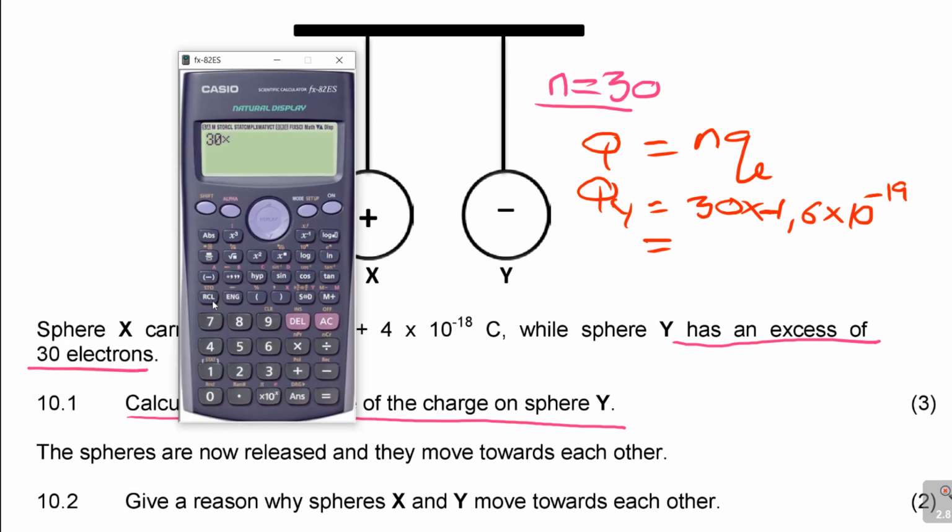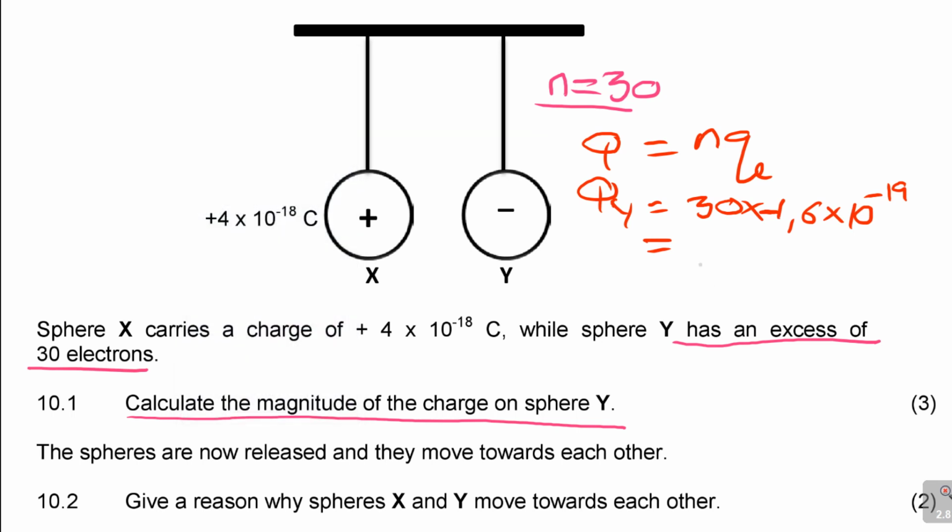30 times negative 1,6 times 10 to the power of negative 19. There it is, negative 4,8 times 10 to the power negative 18. So this is the charge there. Negative 4,8 times 10 to the power negative 18. Alright, then they give you 3 marks for that.